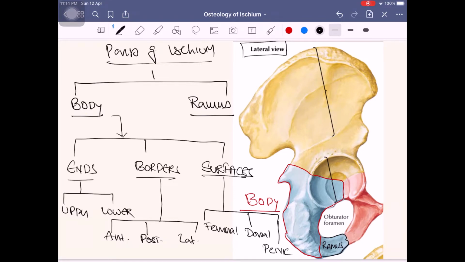So in this diagram, let us see what I can show you about the ends. As far as the ends are concerned, I'll mark with the black pen only. The ends are the upper end and the lower end. So how do we demarcate the upper end and lower end?